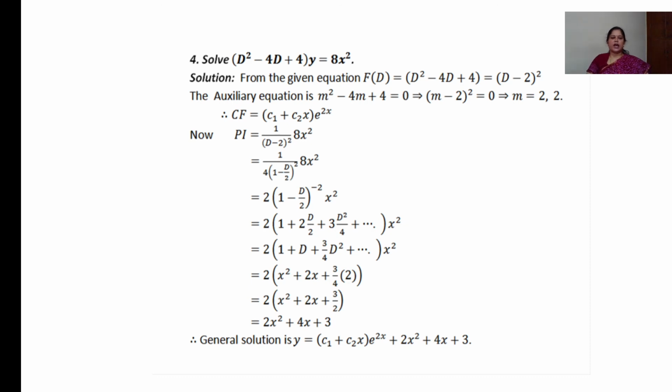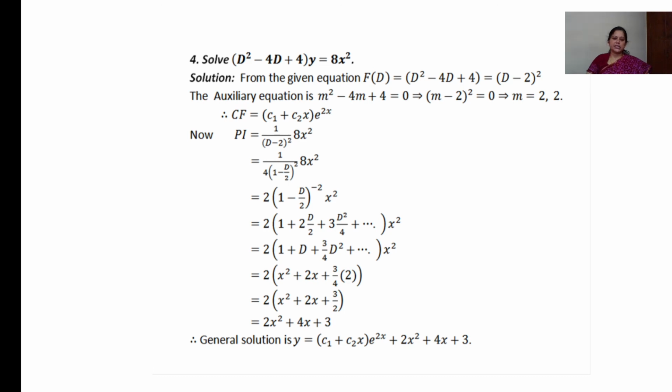In the place of x we have D by 2 now. So now the expansion becomes 1 plus 2 into D by 2 plus 3 into D square by 4 plus 4 into D cube by 8. It's going on. But our algebraic function is here x square. So maximum we can differentiate 2 times. That's why we are not taking the remaining terms. We take only D and D square. So if you are simplifying those terms, we'll get 3 by 4 into 1 plus D plus 3 by 4 into D square plus etc. into x square.